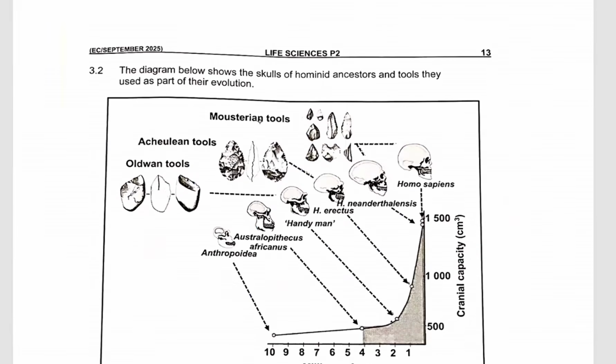Then we go to question 3.2. 3.2 is a little bit easier. They're saying the diagram below shows the scar of the hominid ancestor. Yes, the hominid ancestor, and they used tools as their evolution. So they are looking at the evolution and the tools they used.